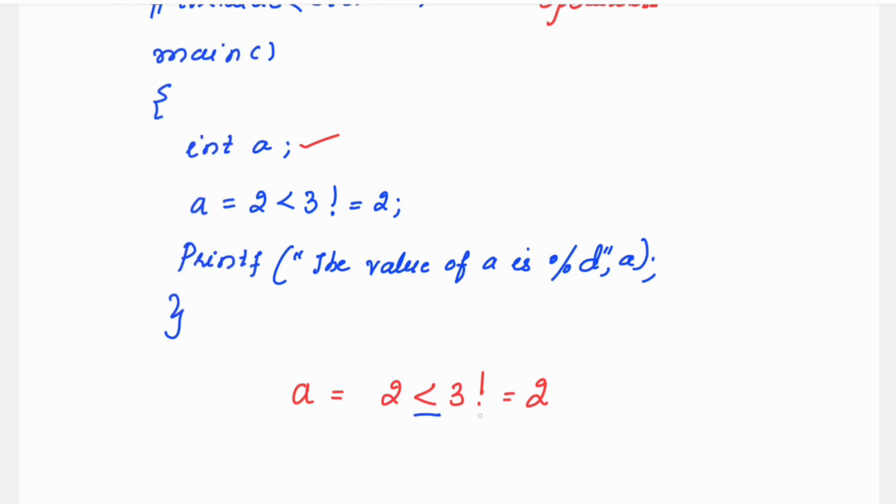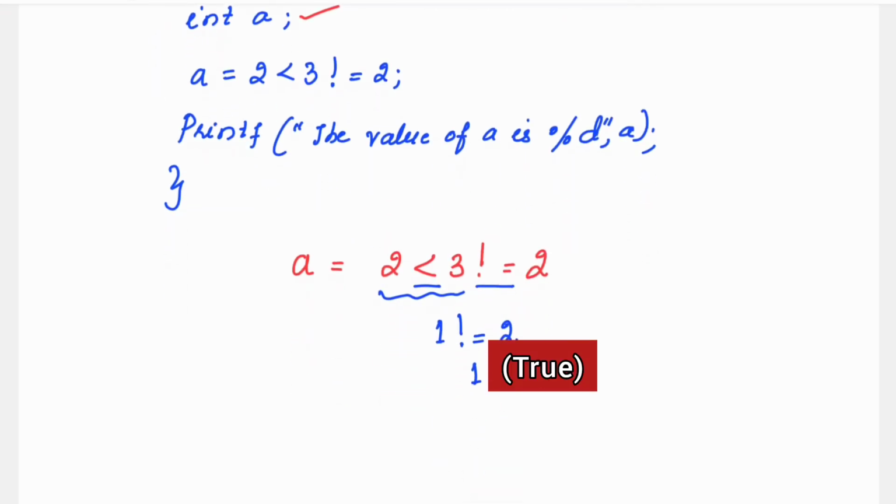We have the less than operator and the not equal to operator. If you look at the precedence, the less than operator has a higher precedence over the not equal to operator. So first you will evaluate this expression: 2 less than 3, it is true, so it is 1, that is a Boolean value. Then you will write down the remaining part of the expression: 1 not equal to 2, yes, 1 is not equal to 2, it is true, so the value is 1.